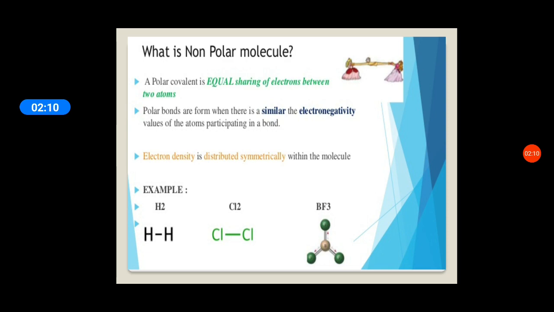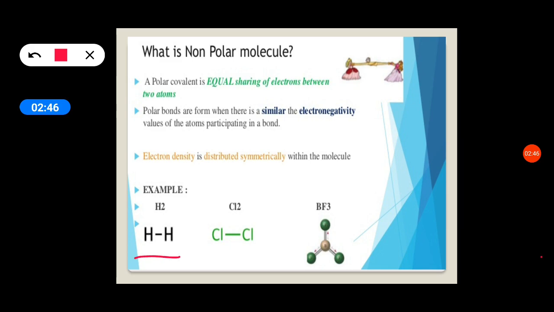A non-polar covalent bond is equal sharing of electrons between two atoms. So when similar atoms are involved in the formation of a covalent bond, the electronegativity values of both the participating atoms are similar. The electron density is distributed symmetrically within the molecule.